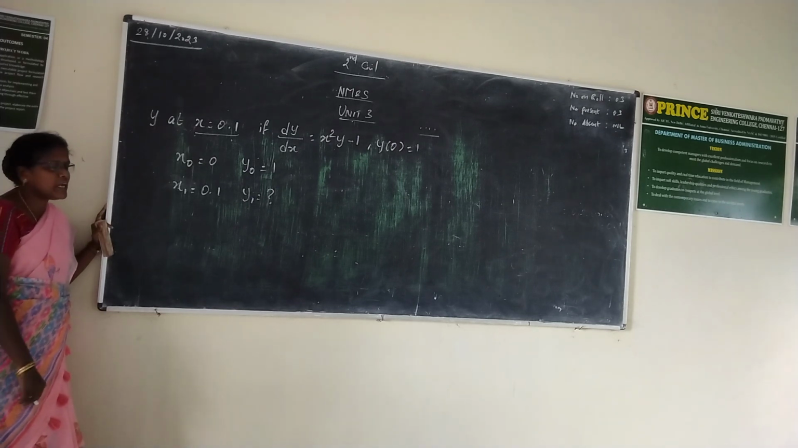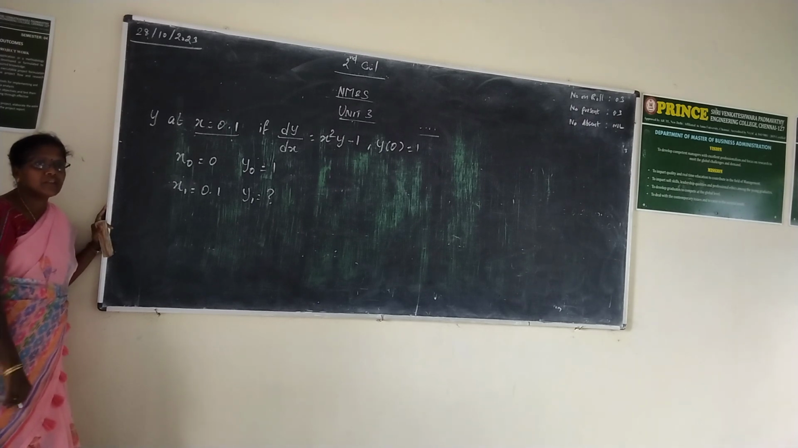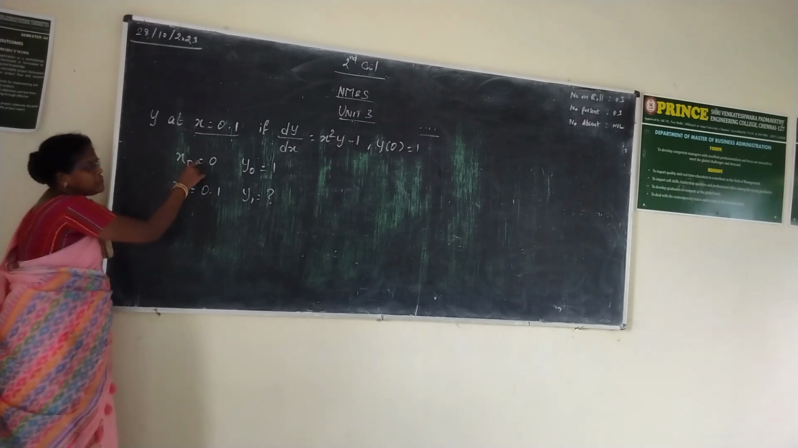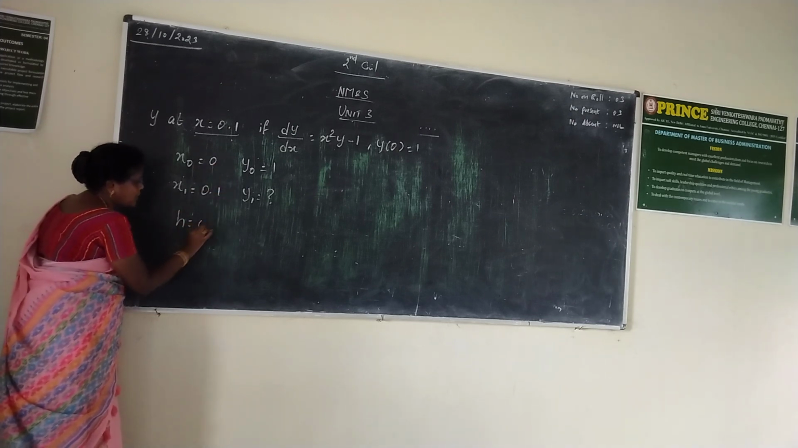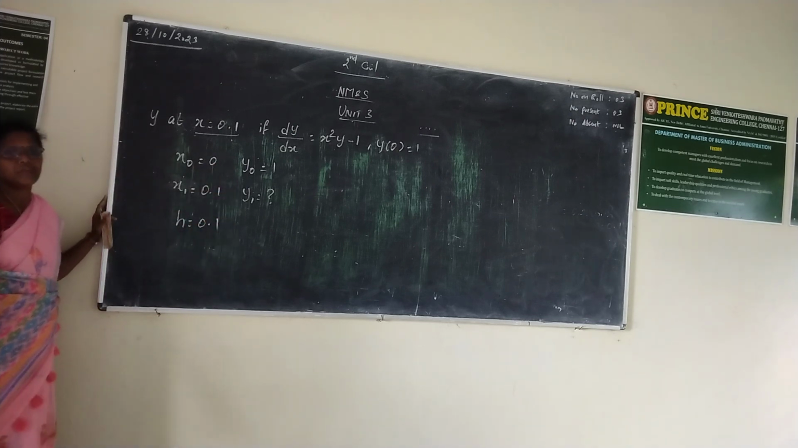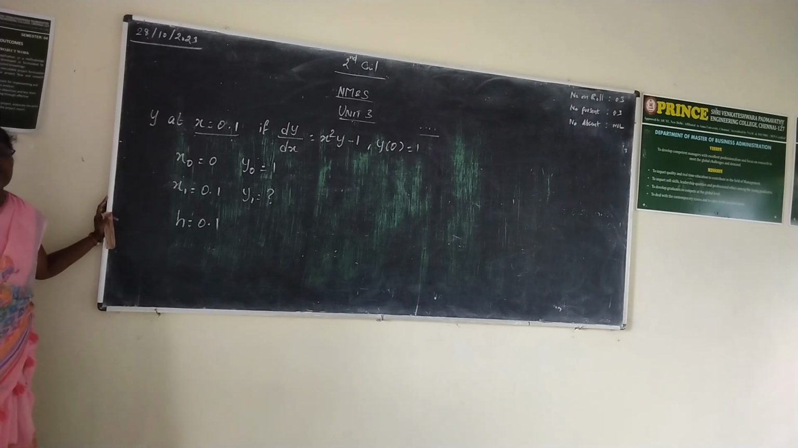Now decide what the h value is. h will be the difference between these two values: 0.1 minus 0 is 0.1. So the h value is 0.1. A calculator is not necessary at all.